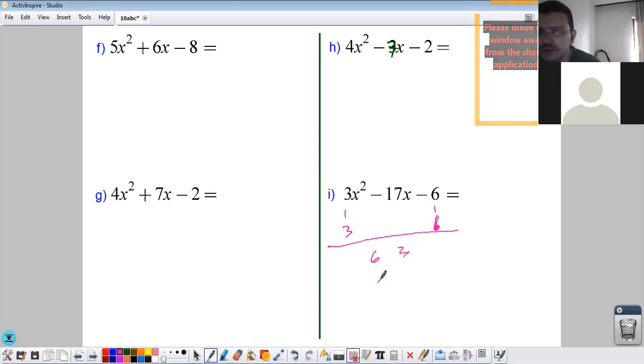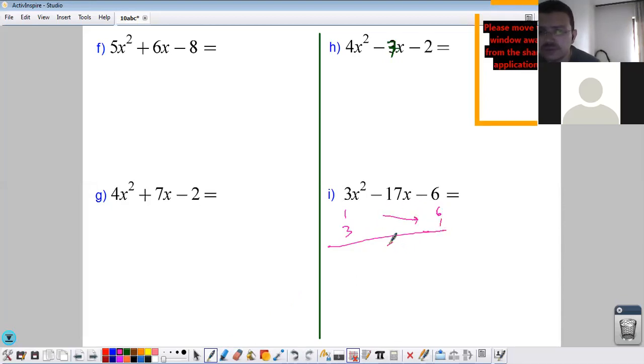I have 6 and 3. What should I do with them? Since there is minus, to check the middle part, I'm subtracting them, and it doesn't fit with the 17. Then I change the place of these two numbers. Since it doesn't fit, I do 6 and 1.